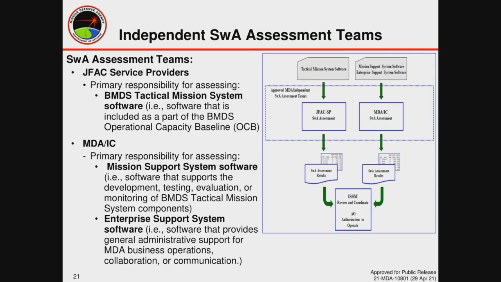No matter the source of the independent verification and validation team, software assurance assessment results are provided to the Element's ISSM for use in evaluating software assurance risks as part of the authorizing official's ATO decision. So there are two paths for our software. Either we use a JFAC for independent assessments, or we use our internal teams to do that assessment. We do the assessments and provide those results to the ISSMs that inform our authorizing to operate decisions.